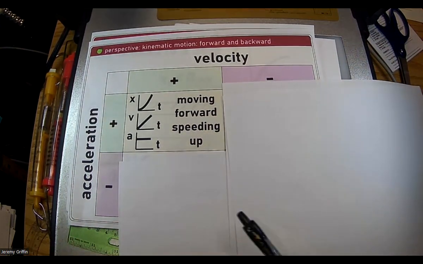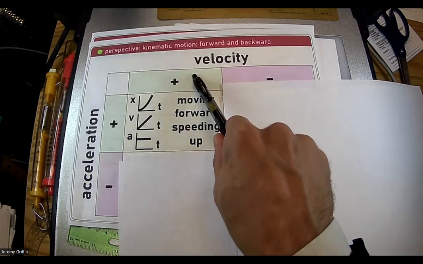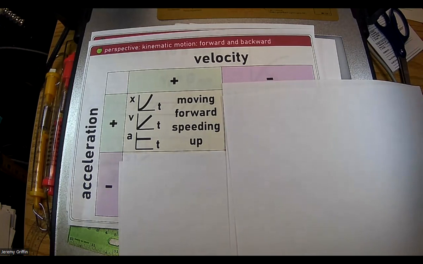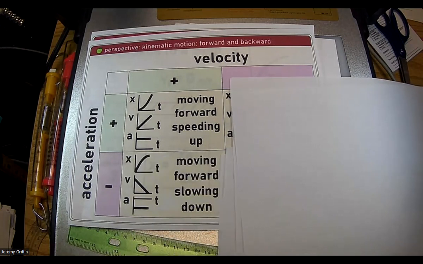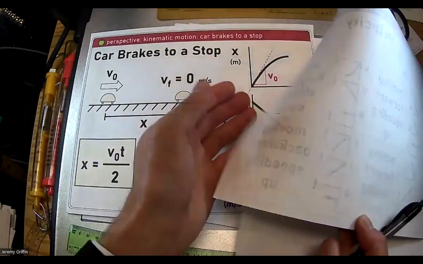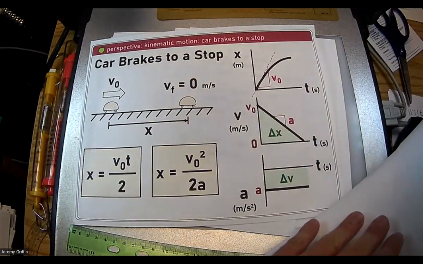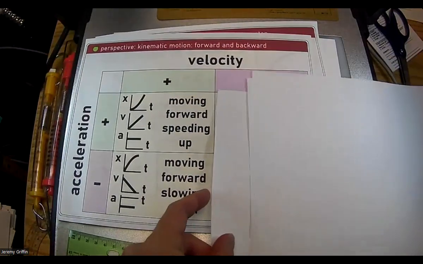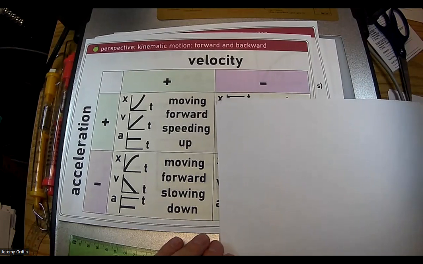Okay. What would it mean for velocity to be positive, but acceleration to be negative? What does that mean? Yeah, and also moving which way? Moving forward, slowing down. We just did that. That was the car bringing to a stop. That's these guys right here. It's the same thing. Do you see that? You guys good?